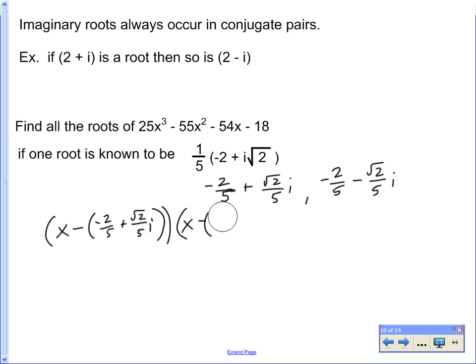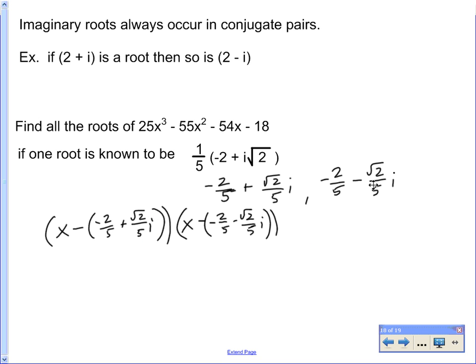So, negative 2/5 minus square root of 2 over 5i. So these are roots. If I want to divide them out, I'm going to multiply these together, so I do one division. Plus, it's going to be almost impossible to divide with the i in there, so we want to get rid of that.